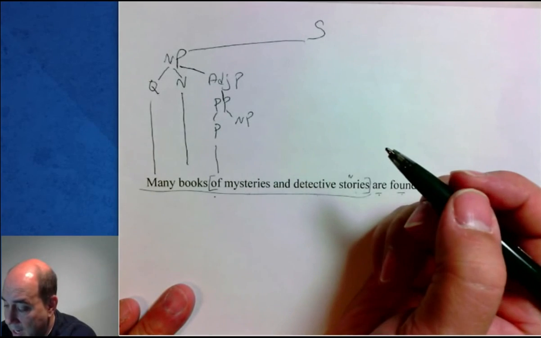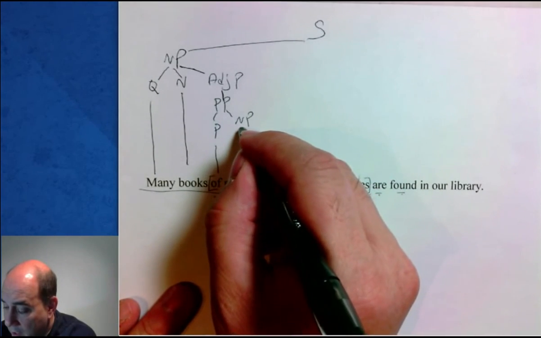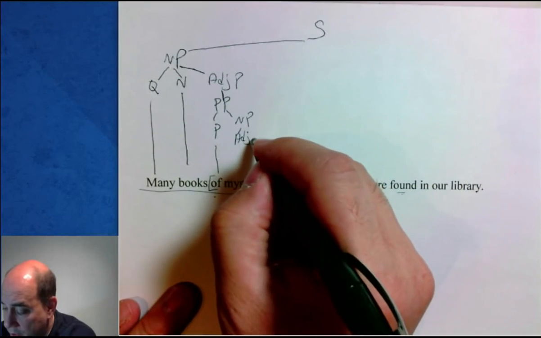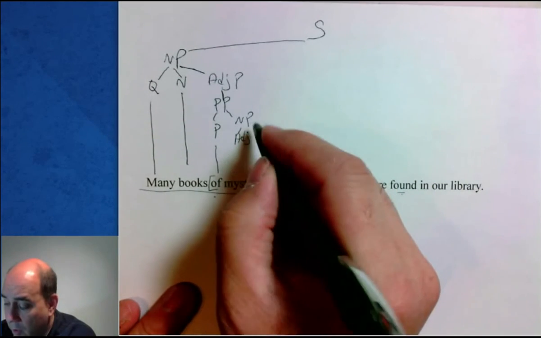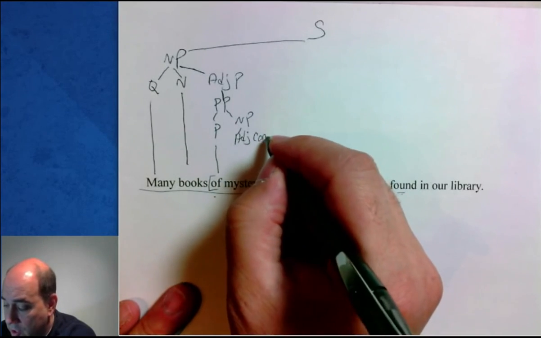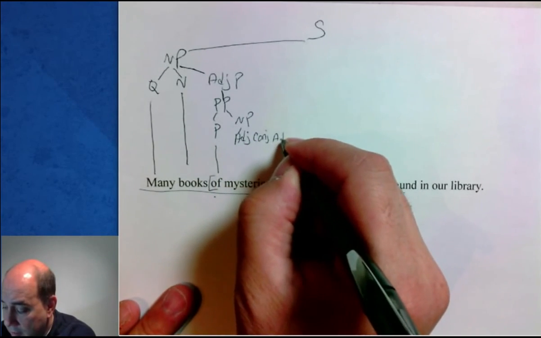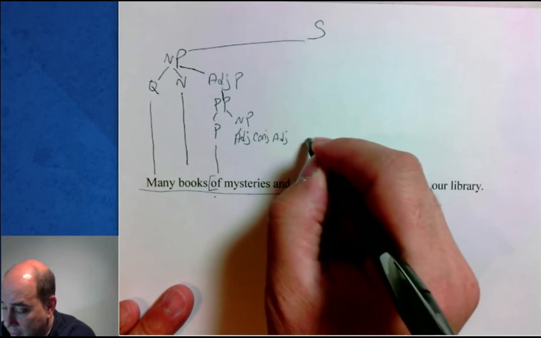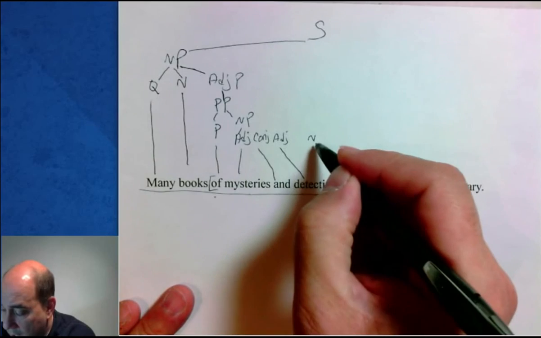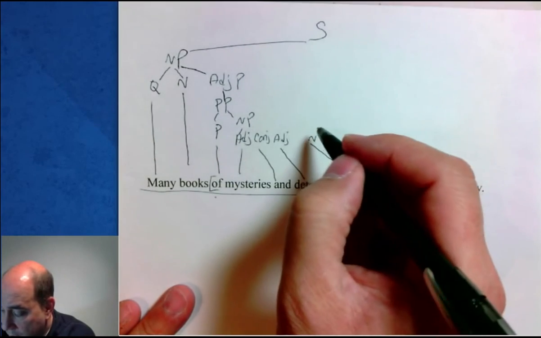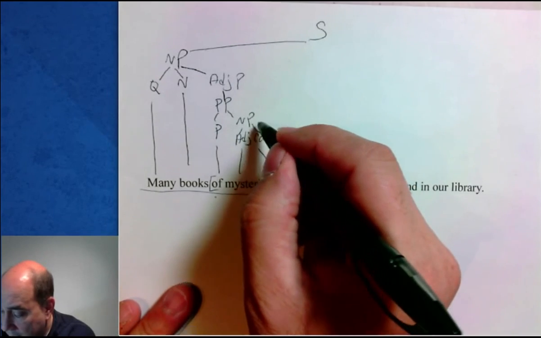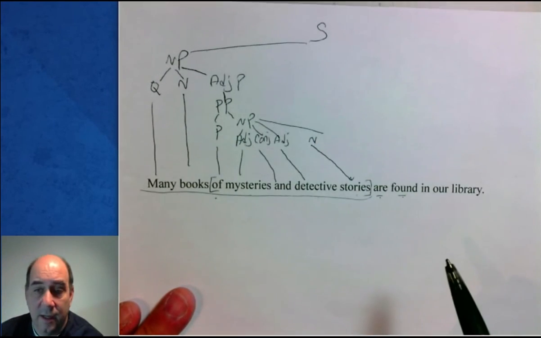This noun phrase has adjectives. We'll just put in two adjectives. All right, we'll put it all in: a coordinating conjunction, another adjective, and then a noun. Okay, so "mysteries and detective stories." All this comes off of the noun phrase. Yay. Okay.